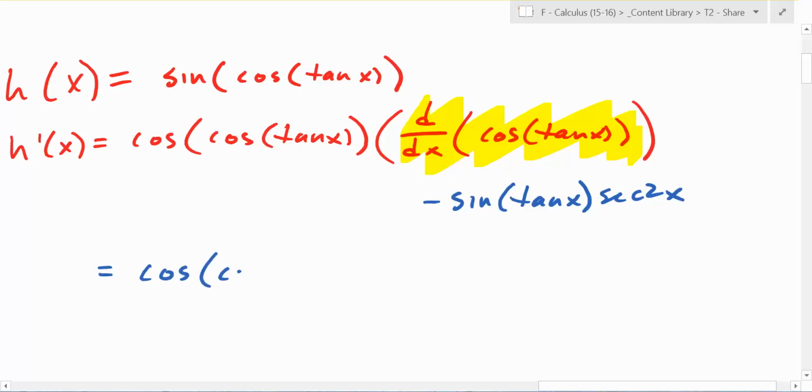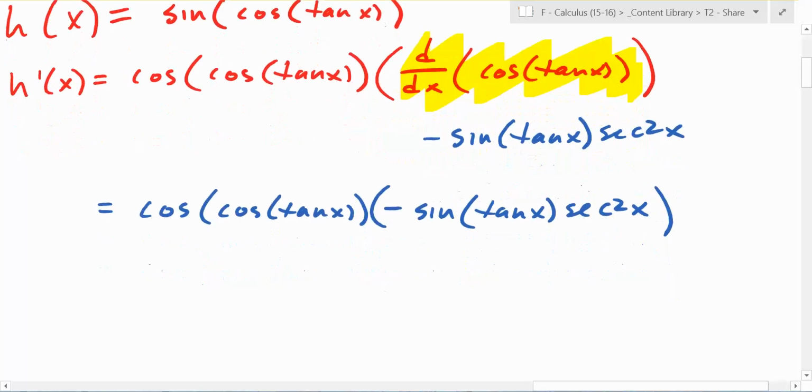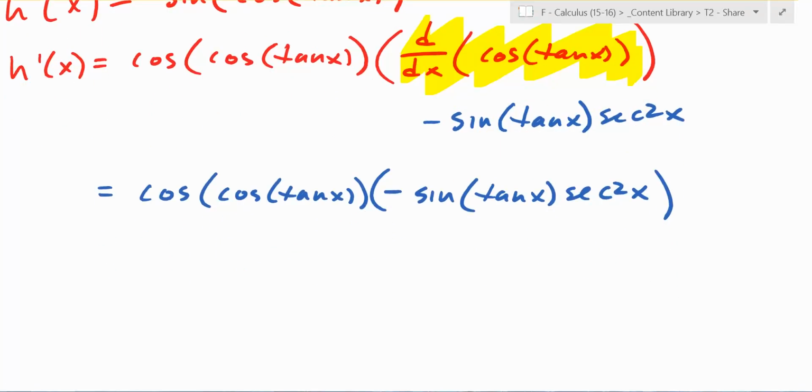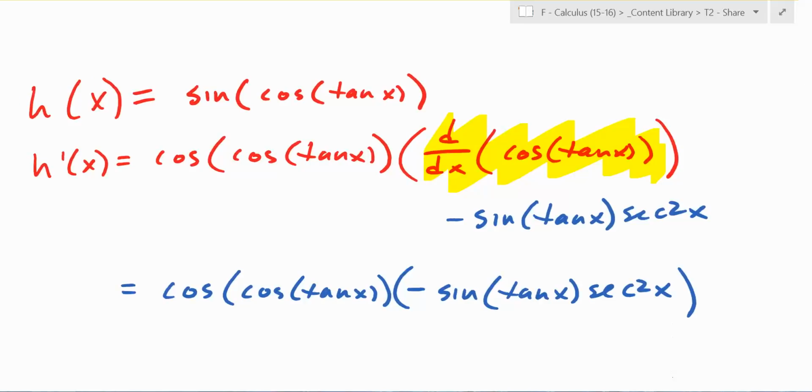Cosine of cosine tangent, right? Times what? Negative sine of tangent of x times what? Secant squared of x. There it is. Does it get nasty pretty quickly? Yeah, it does. It gets nasty pretty quickly.